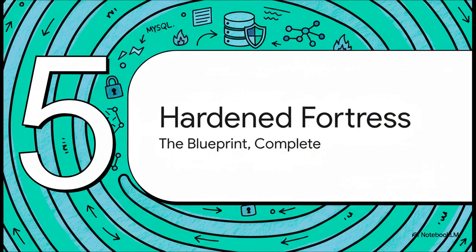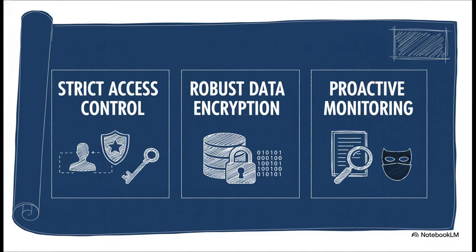And there we have it. Our fortress is complete. We've gone from an open welcome mat to a hardened, multi-layered defense system. The blueprint is officially in your hands. So let's just step back and admire what we've built. Our fortress has strict access control using users and roles to enforce minimal privilege. It has robust data encryption, a vault that makes any stolen data totally useless. And it's all being watched over by proactive monitoring, with security cameras and data masking keeping everything in check.